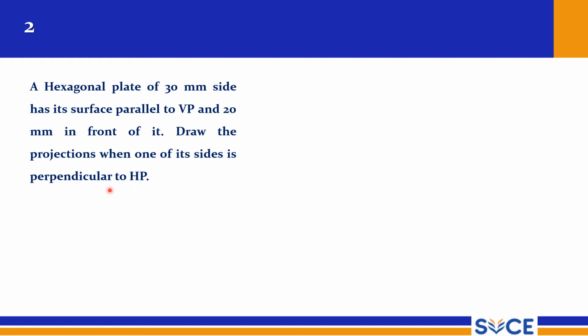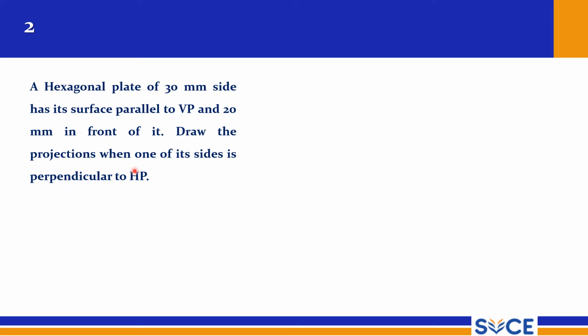So it is a hexagonal plate, so you have to draw a hexagon. It is parallel to VP. So when the surface is parallel to VP, you can see the true shape only in VP, that is the front view. So it is 20 mm in front of it. So the top view is observed at 20 mm from the XY reference line, that is the VP. Draw the projections when one of its sides is perpendicular to HP. So it is a standing hexagon.